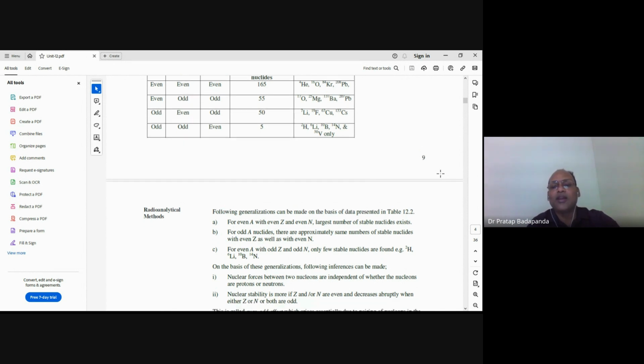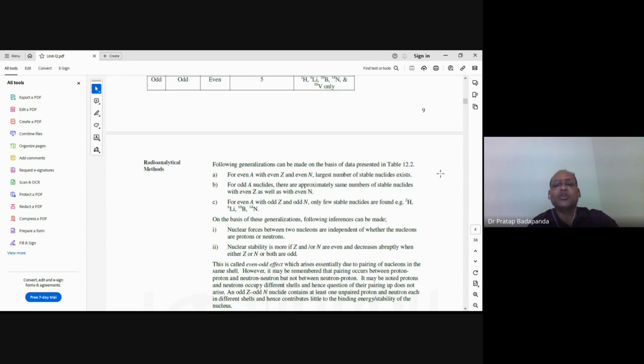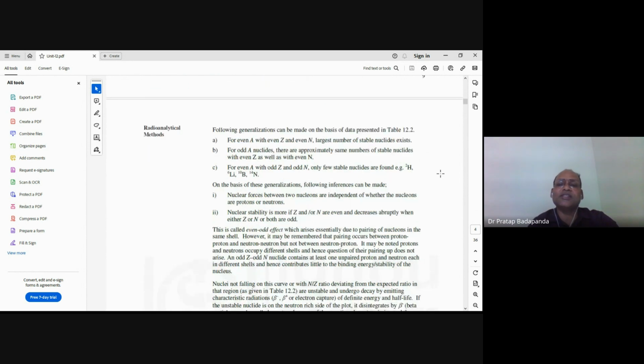So for even A with odd Z, only odd N will be there, so only a few stable nuclides are found. That is, 2H and others, only 5 stable. So on the basis of these generalization points, the following inferences can be made.